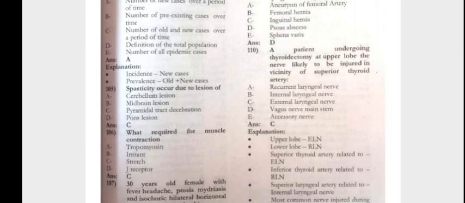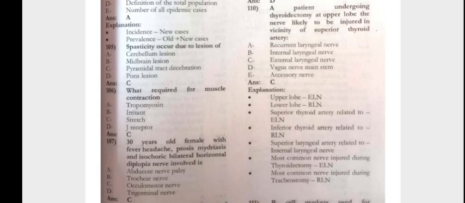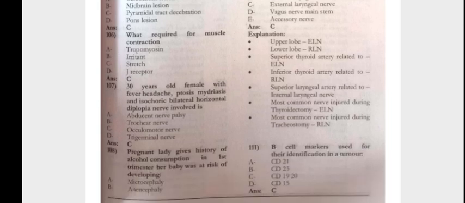The spasticity occurred due to the lesion of the pyramidal tract, decerebration. What is required for the muscle contraction? That is the stretch. A 30-year-old female with fever, headache, ptosis, mydriasis, and bilateral horizontal diplopia. Nerve involved is the oculomotor nerve.